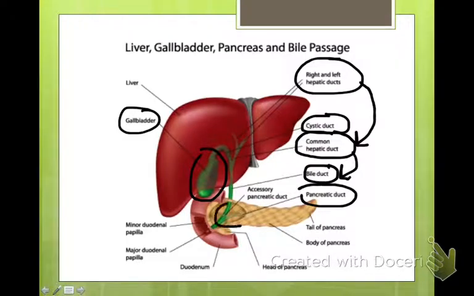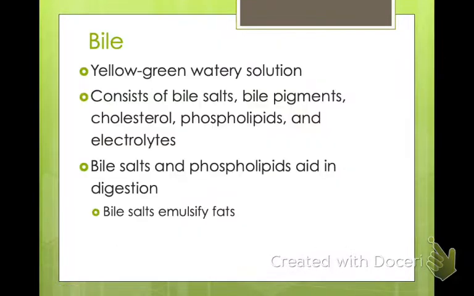And you can see right here that they come together and then they empty into the duodenum right there, called the duodenal papilla. So that's where it enters into the duodenum, and that's where all those enzymes are coming in from the pancreas and the bile is coming in from the liver and the gallbladder. So I just wanted to show you all those ducts. It has kind of a long passageway to get down to the duodenum to start that digestion when food is there to be digested. So now let's move on to bile.